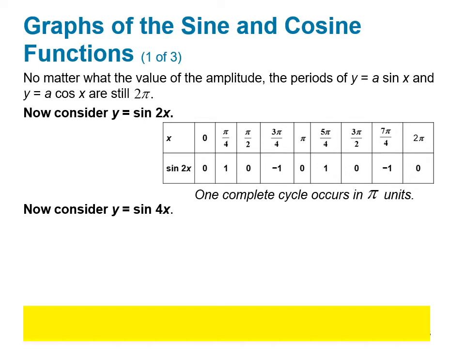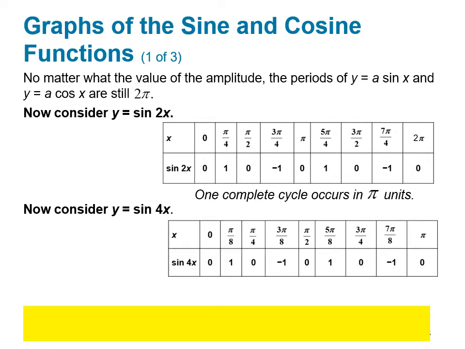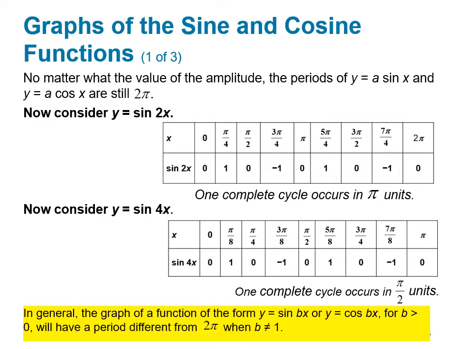Let's look at the same thing for y equals sine 4x. So if we do those same values, notice now what happens is we complete a cycle in pi over 2 units. So our new period is pi over 2. In general, the graph of the function y equals sine bx, this is a multiplier on the argument, or y equals cosine bx, for b greater than 0, will have a period different from 2 pi as long as b is not equal to 1. Okay? So the multiplier inside changes the period. Remember, the multiplier in front changed the amplitude.